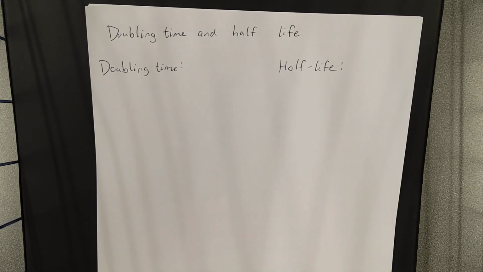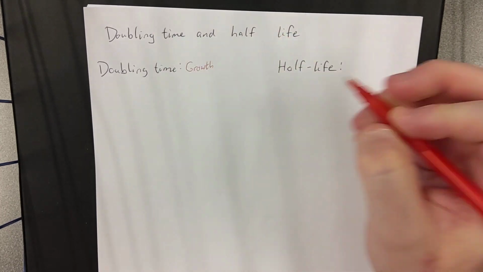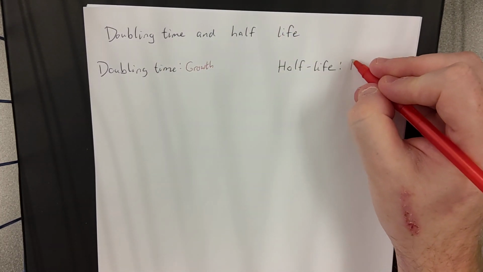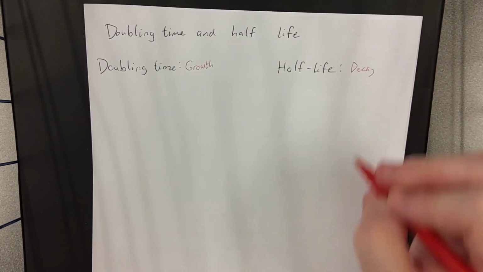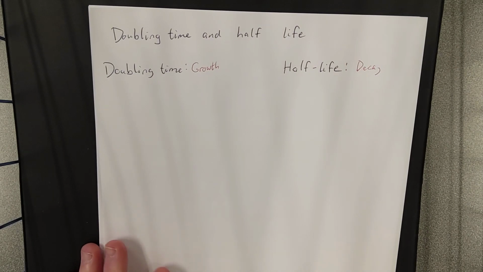So the concepts that I alluded to at the end of the last video are the concepts of doubling time and half-life. So first off, when we talk about doubling time and half-life, doubling time refers specifically to growth models, and half-life refers to decay models. So we never talk about the doubling time of a decay model or the half-life of a growth model.